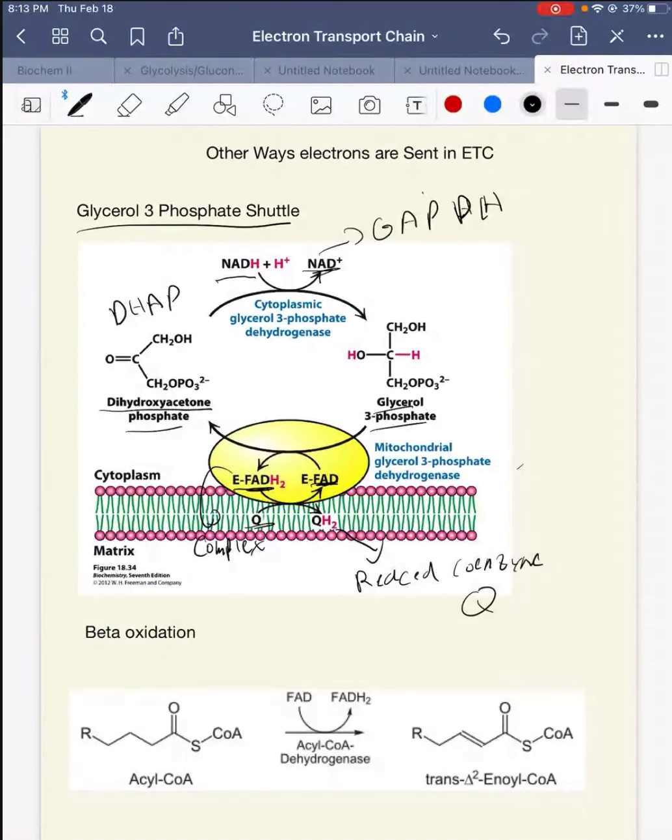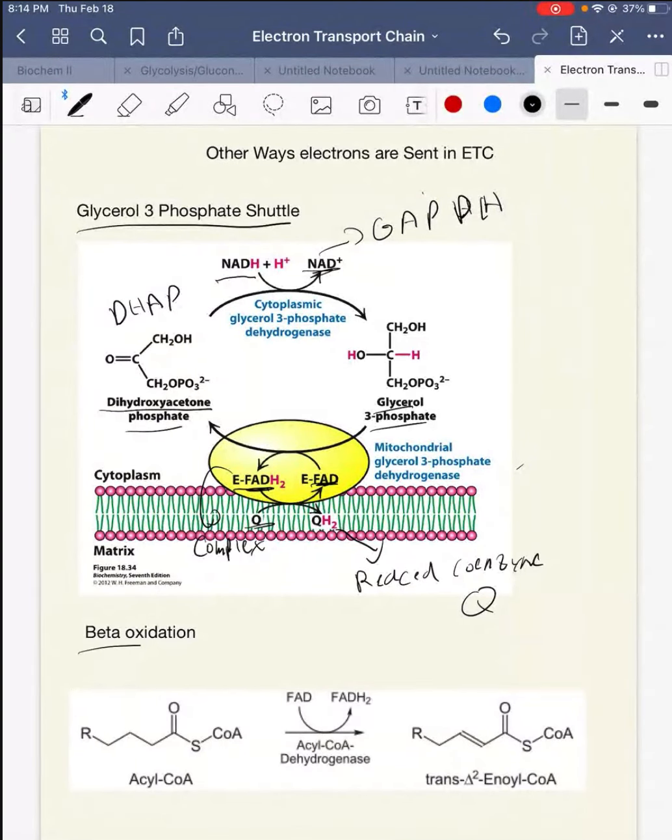So this is one way that the electron carriers we made in glycolysis enter into the electron transport chain. This shuttle helps us make NAD plus for glycolysis to run faster, and we transfer those electrons to be used in the electron transport chain.